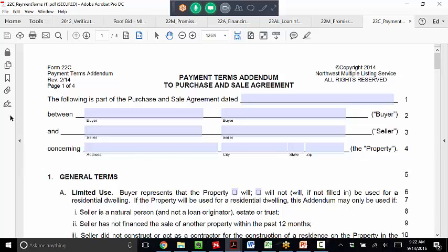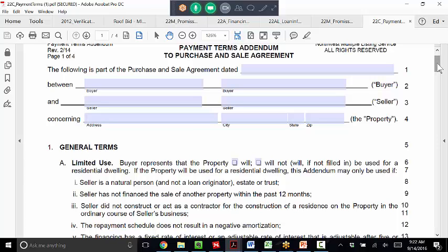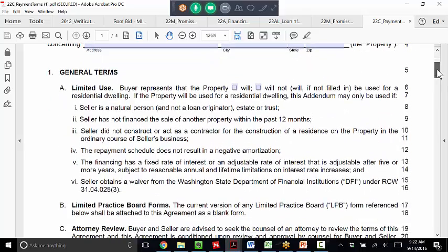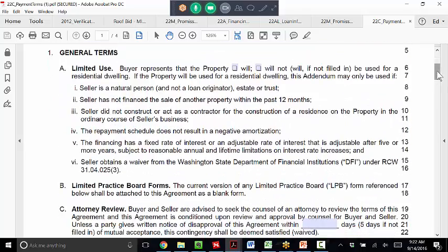All right. So Form 22C, you can see up here it has not been revised for over 2 years. And that's because they did a good job of writing it initially, and it's pretty straightforward, actually. So this is an amendment or an addendum to the purchase and sale. So that's why it references the purchase and sale agreement dated XYZ date between buyer and seller regarding the property address XYZ.